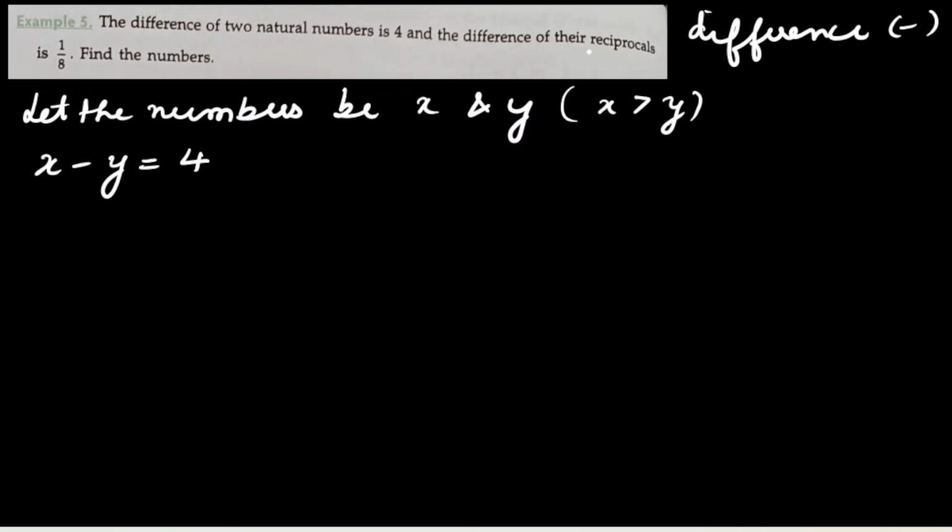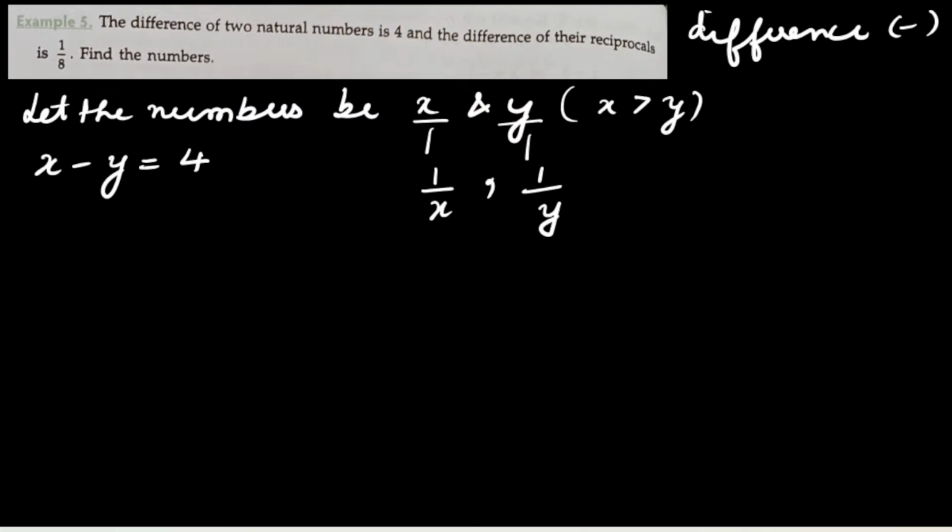And the difference of the reciprocals. The reciprocals of x and y are 1 by x and 1 by y, which is interchanging the numerator and denominator. The difference of the reciprocals is 1 by 8.